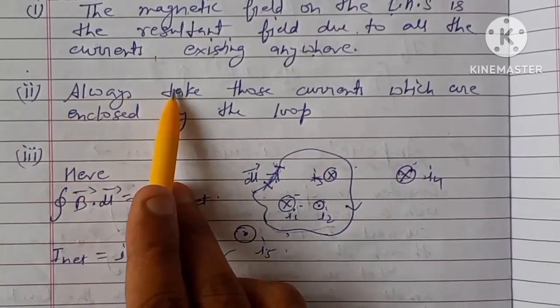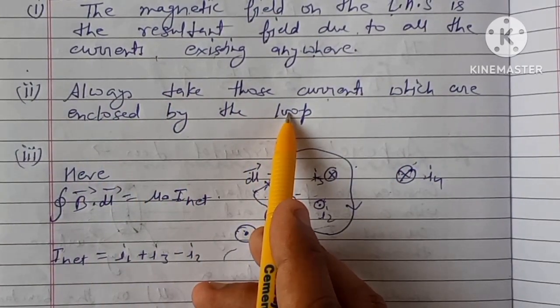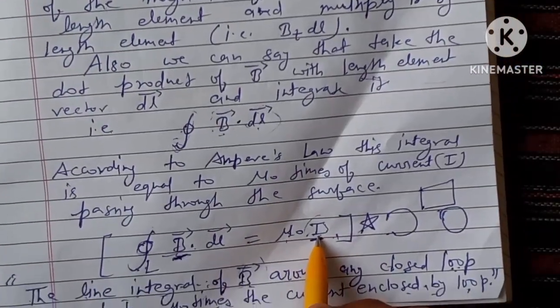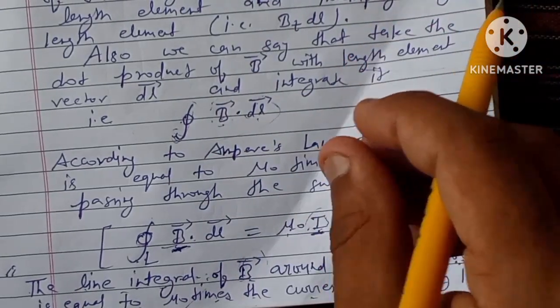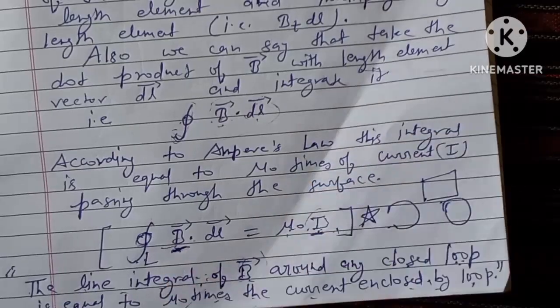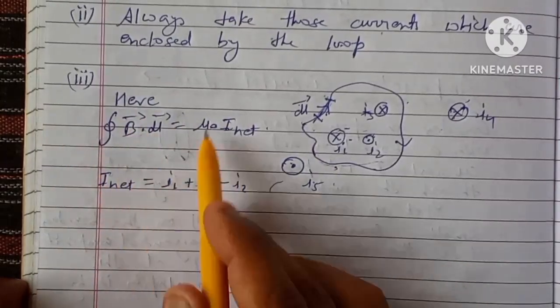The second point is to always take those currents which are enclosed by the loop. So on the right hand side, this I current is only those currents which are enclosed or passing through the loop. You have to take only those currents, not those currents which are outside the loop. That is another important point. And the last point is about B dot dl.